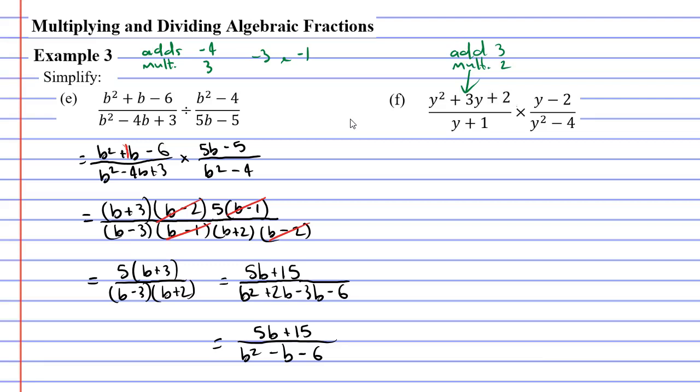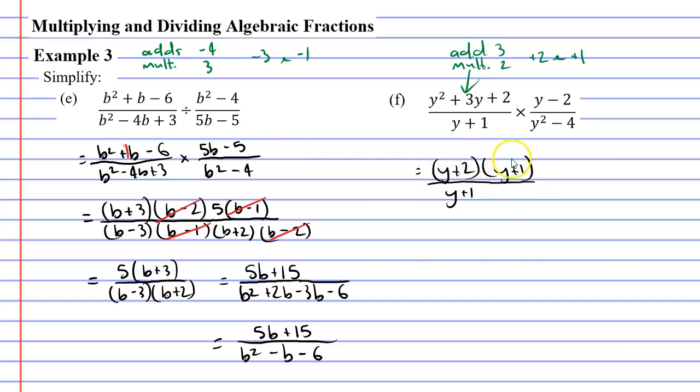What are these two numbers? Well, they're going to be positive 2 and positive 1. 2 plus 1 is 3, and 2 times 1 is 2. So when we factorize this, we're going to get y plus 2 and y plus 1. The plus 2 and the plus 1 come from these two numbers here. And then for our denominator, we're going to keep y plus 1 as y plus 1.